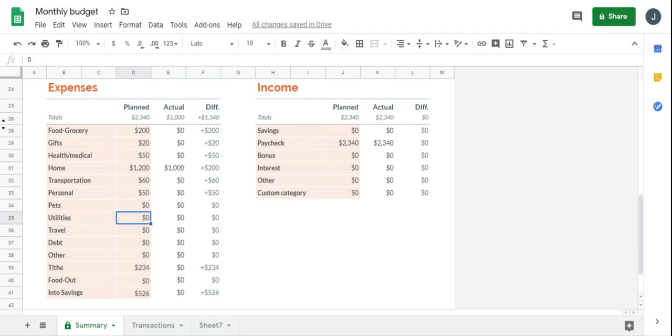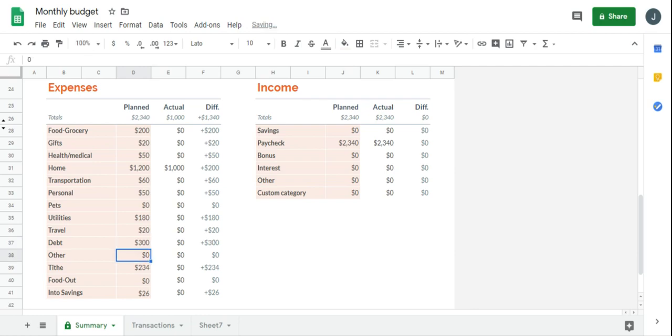Utilities, let's say that those are at $80 a month. Oh wait, no, because we're including telephone. So let's say it's 180 because you have certain utilities that you definitely need. Travel, let's just say that you're trying to save for vacation, put $20 in there. Debt. Now this, let's say it's 300 for your car payment.